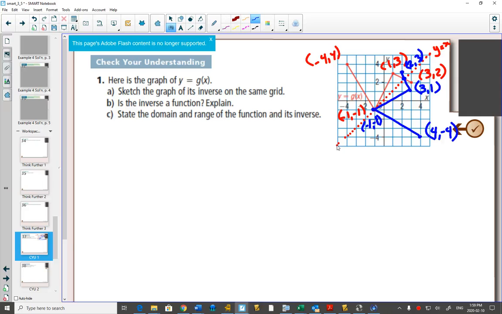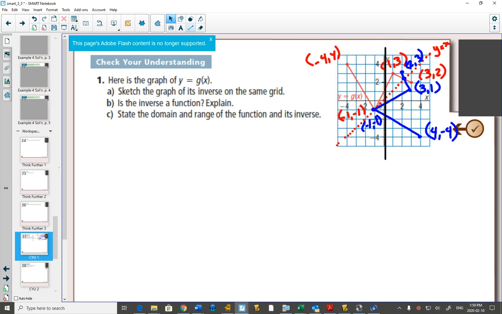How do we know if a graph is a function? Do you remember? Yes, if it passes the vertical line test. So you have to get a vertical line somewhere. You can use your pencil, you can use a ruler, make a vertical line. Once you have that vertical line, you take your vertical line and you move it across.